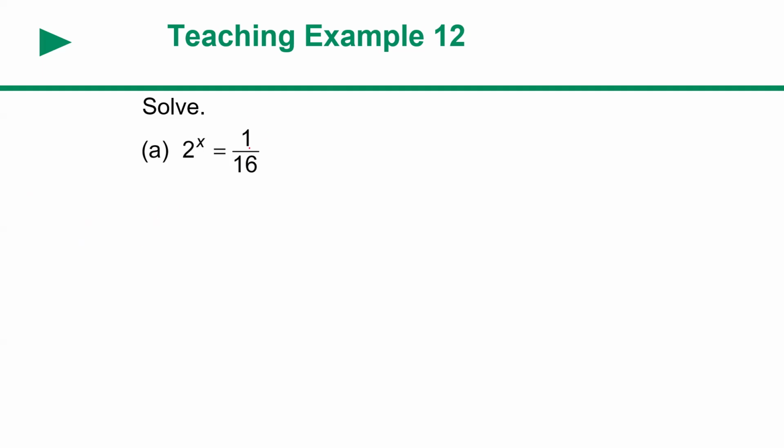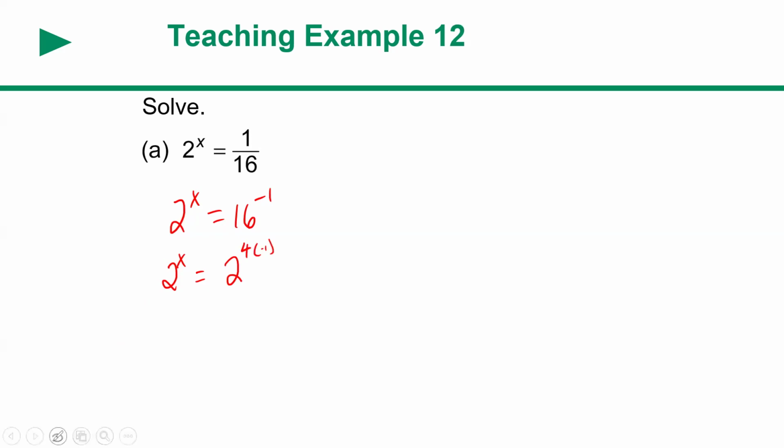So the first thing we're going to do is rewrite this as an exponent. So we have 2 to the x equals 16 to the negative 1. The second thing I'm going to do is change the base so that both have the base of 2. I can't change 2, but I can change 16. So 2 to what power equals 16? 4. So this becomes 2 to the 4 times negative 1.